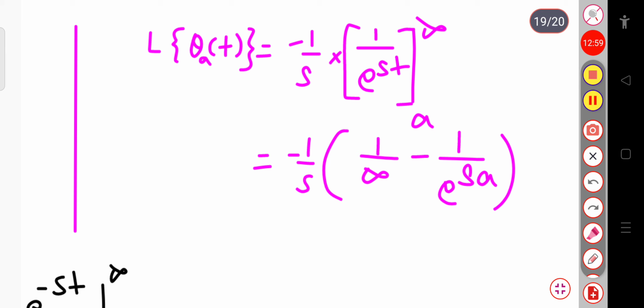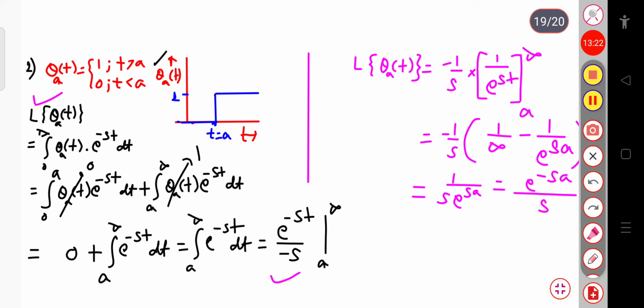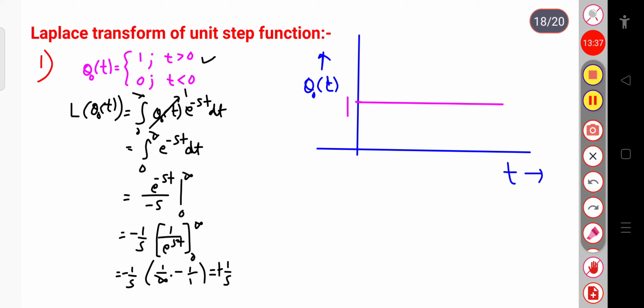Now 1 by infinity is 0, so this is equal to minus minus becomes plus 1 by s into exponential sa, or simply we can write this as exponential minus sa. If I take this exponential sa, this will be exponential minus sa divided by s. So this is the expression for the Laplace transform of the step function. When the step function is in this form, the Laplace transform will be equal to exponential minus sa divided by s. And in question number 1, when the function is in this form, the Laplace transform will be equal to 1 by s.